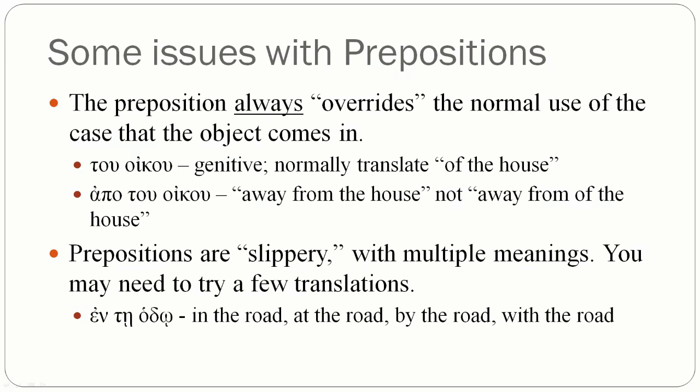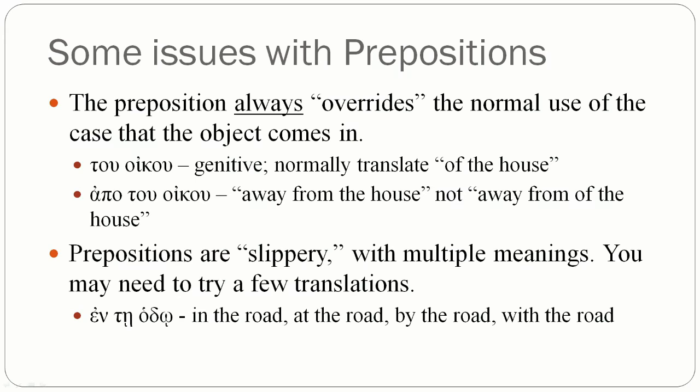Now let's go over some issues with the prepositions. I really mentioned these already as we were discussing the prepositional phrases. But the preposition always takes precedence over the case. Whatever the standard case usage is, you don't use it when something is in a prepositional phrase. Tu oiku is the genitive, and normally you would translate that of the house. But when you say appa tu oiku, you don't say of the house anymore. It's away from the house, not away from of the house. That's pretty obvious because away from of the house doesn't really mean anything. But that's just to clarify why that is: it's because it's part of the prepositional phrase.